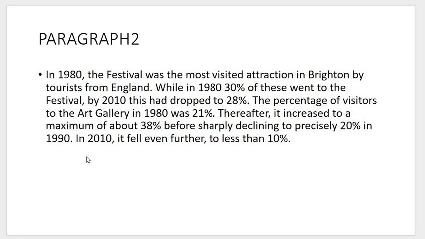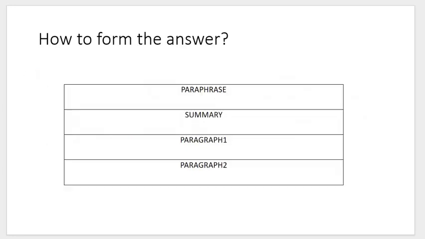So this is an example of how you can write the line graph answers. Just remember, always form 4 paragraphs. Remember this structure: first paraphrase, then summarize, give the group 1 answer, then give the group 2 answer.